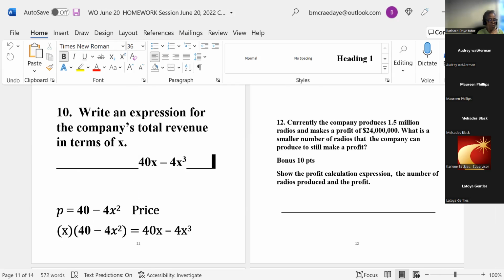So that's your revenue. Questions on your revenue? Because I gave you the formula: number of radios sold times price charged per radio. Number of radios sold is X. The charge per radio is 40 minus 4X. So this would be your revenue. Any questions on your revenue?